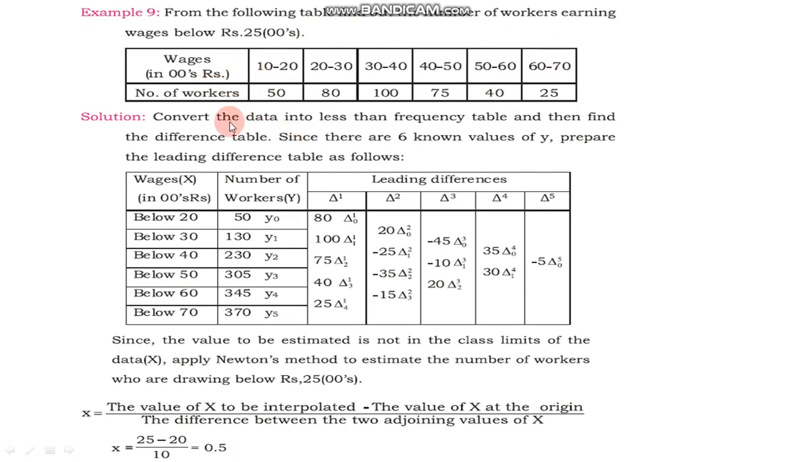It's very important: convert the data into a less than frequency table, then find the difference table. Note that last year, in first PUC, we discussed this type of sum. The class intervals are given; you have to convert them to less than frequency. So how to convert to less than frequency, sir? In the x column, we have 10 to 20, so you write less than 20, less than 30, less than 40, less than 50, less than 60, less than 70. And for the y column, you have to do cumulative. First write 50, after that 80 plus 50 is 130, and 100 plus 130 is 230.